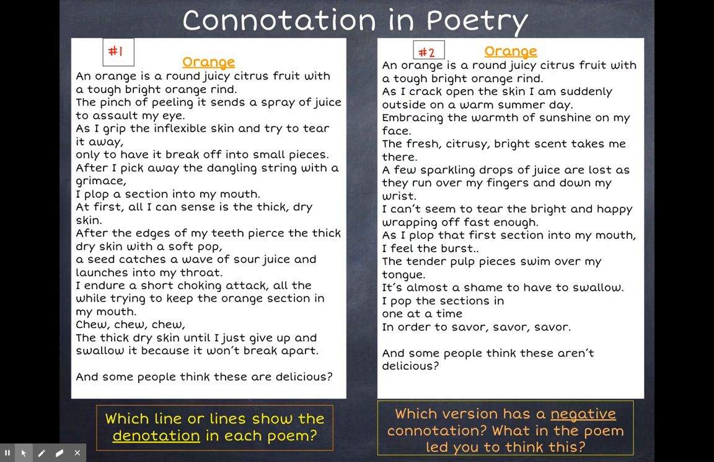So number 1, orange. An orange is a round, juicy citrus fruit with a tough, bright orange rind. The pinch of peeling it sends a spray of juice to assault my eye. As I grip the inflexible skin and try to tear it away, only to have it break off into small pieces. After I pick away the dangling string with a grimace, I plop a section into my mouth. At first, all I can sense is a thick, dry skin. After the edges of my teeth pierce the thick, dry skin with a soft pop, a seed catches a wave of sour juice and launches into my throat.